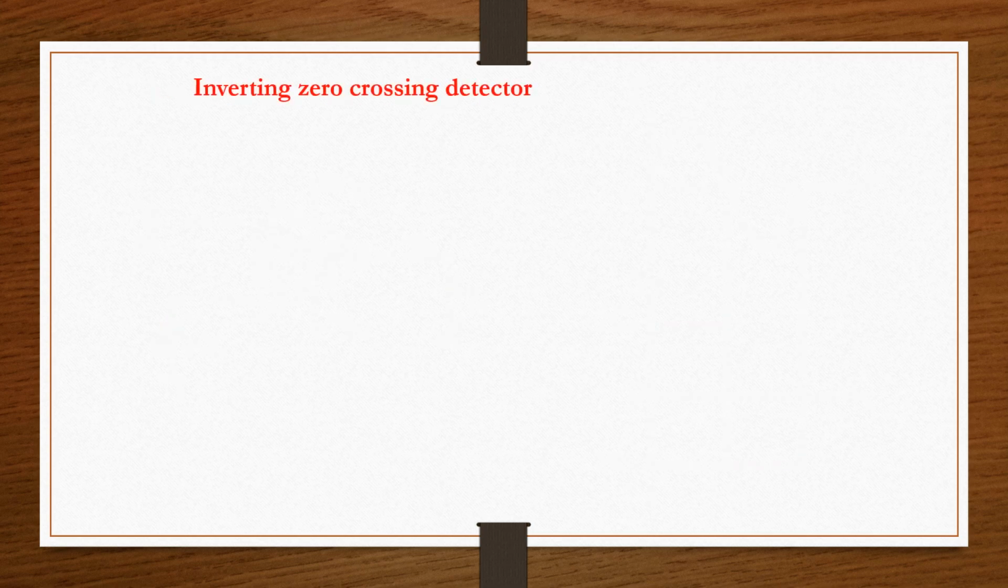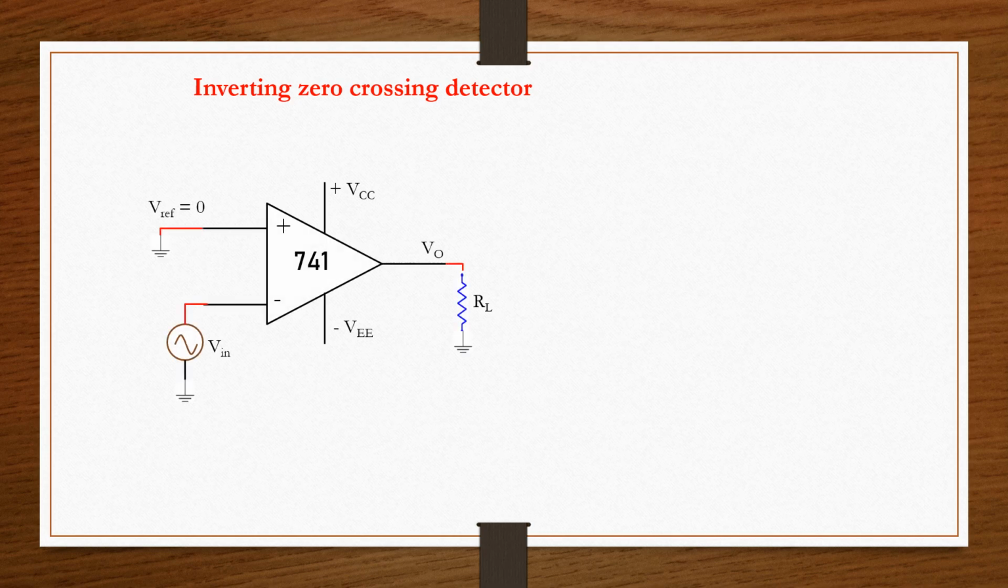Next, moving on will be the inverting zero crossing detector. In the inverting zero crossing detector, the input is applied to the inverting terminal and the reference terminal, that is the non-inverting terminal, is grounded. Again, the op-amp will be used in open loop configuration.